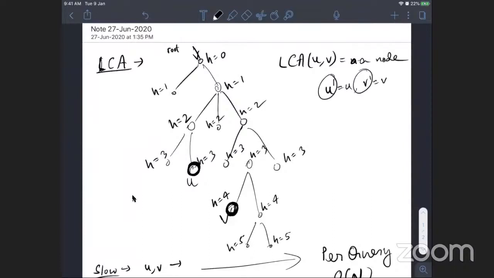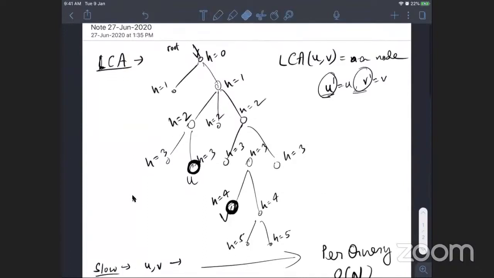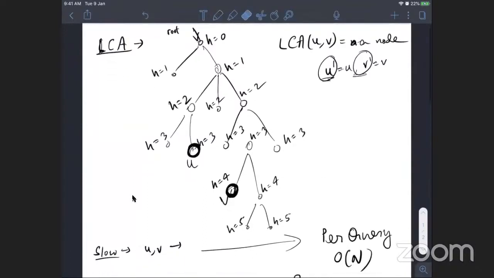So the slow method is, let's say you have u dash and v dash. You start with these two variables, which are u and v itself, and then whichever one is the deeper one, deeper meaning which has more height, who lies at the bottom of the tree out of these two, will climb one step up. So here v is lower than u, so we will climb one step up and come here, right?